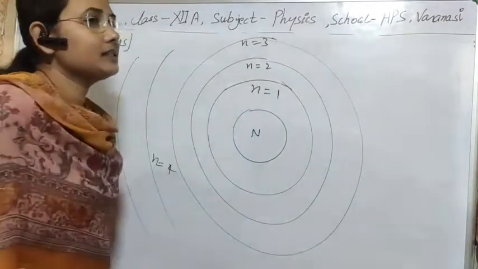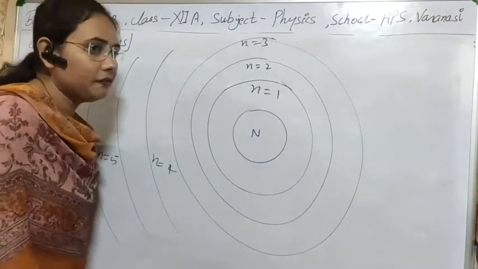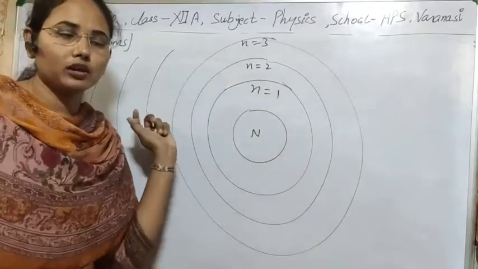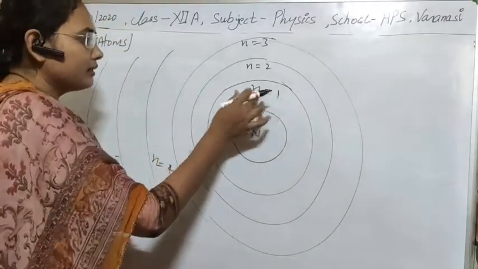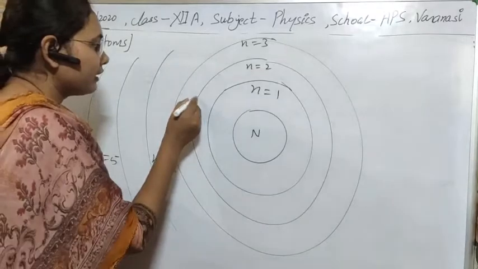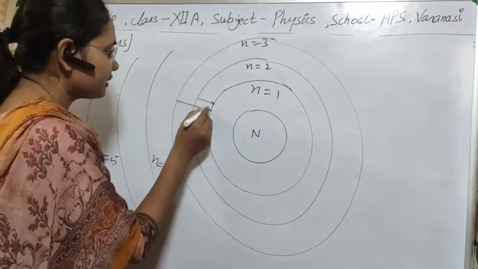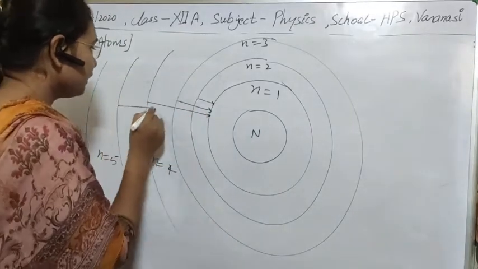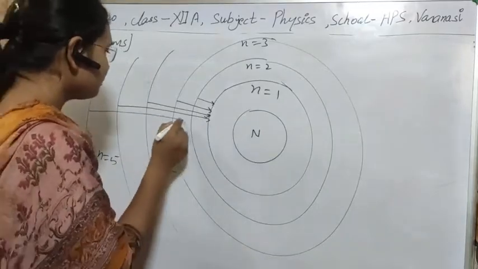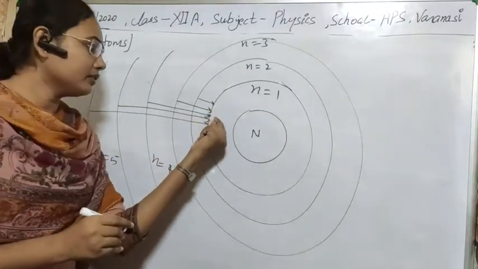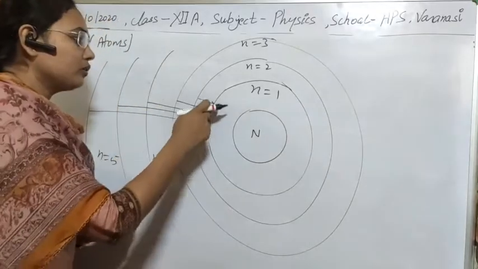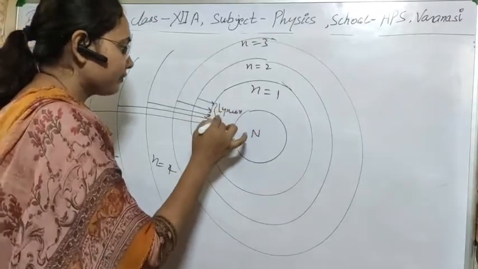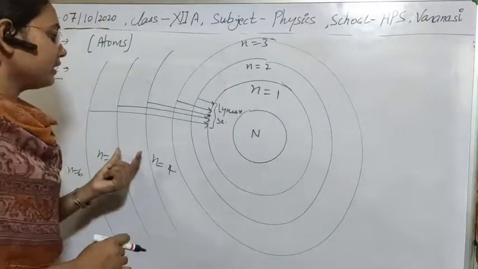Now for the Lyman series, I have already told you that the lower orbit is fixed, that is 1. It means if an electron transits from higher states to the lower state n equal to 1, then that will give us the Lyman series. Suppose n equal to 2 to 1, n equal to 3 to 1, n equal to 4 to 1, n equal to 5 to 1, they all have the same destination, that is n equal to 1, and this spectral series is known as the Lyman series. Clear?